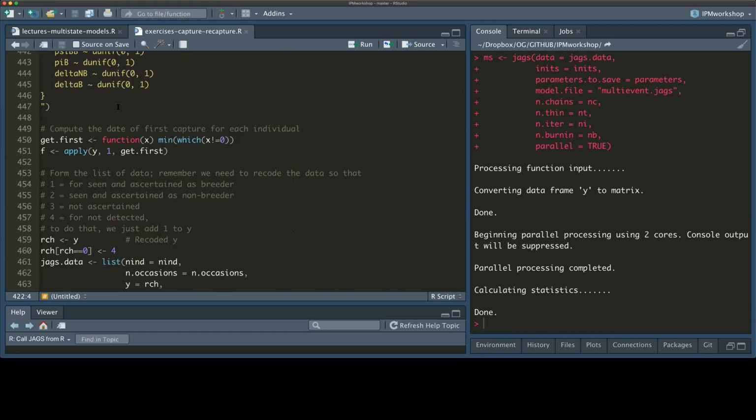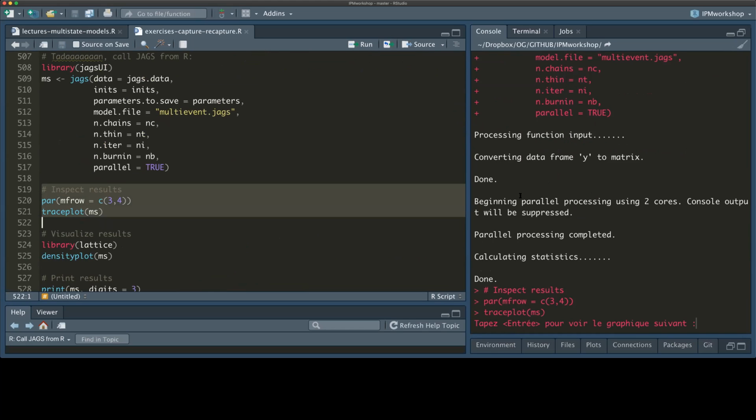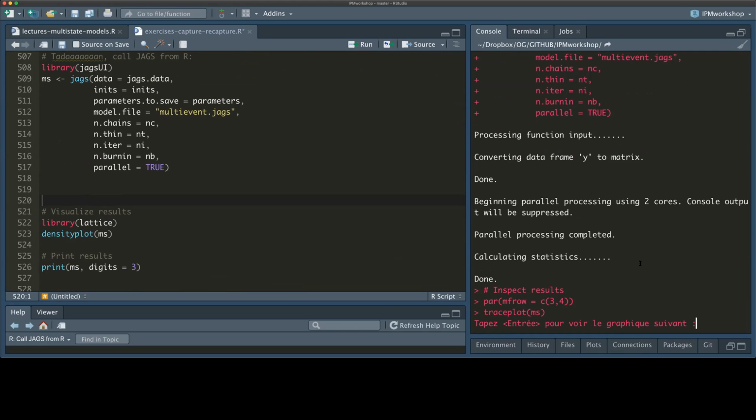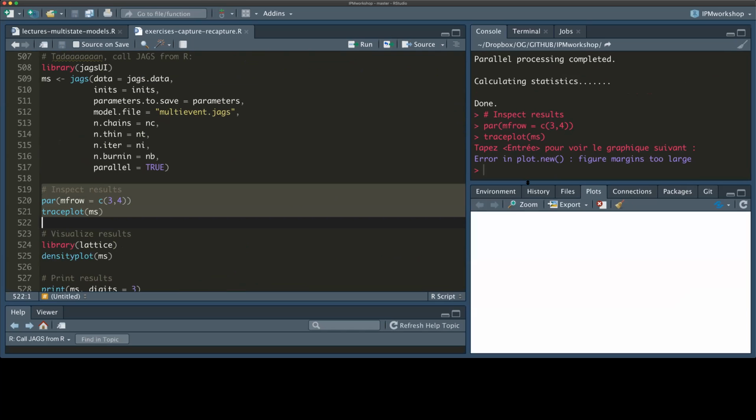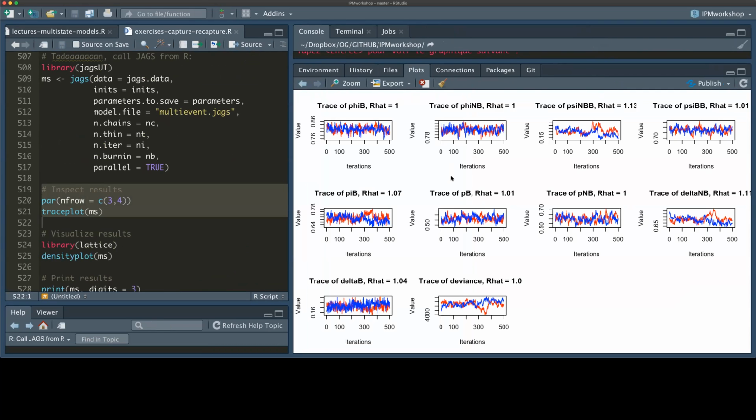Oh, okay, it's done. We can have a look at the trace plot, but the panel is too small, so I need to do it again. Here we go. So we get an estimate for parameters that are very similar to multi-state models: survival in each state, and transition probabilities between non-breeder and breeder states, or the other way around.